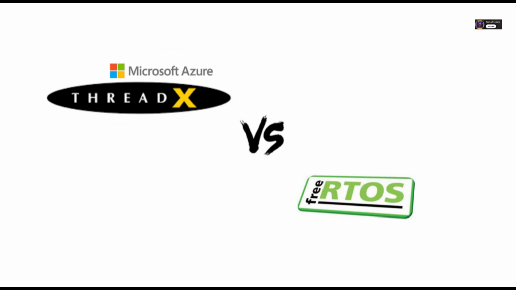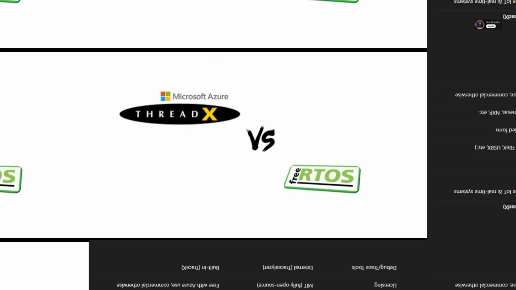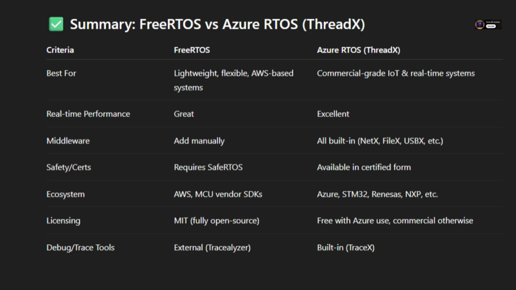What about the core kernel, how they actually work? Both are preemptive, priority-based, standard stuff. But ThreadX, Azure RTOS, has a feature called preemption threshold. It's a bit technical, but it can sometimes reduce unnecessary task switching and boost performance. ThreadX is also famous for incredibly fast context switches. Really, really fast, which is great for determinism.